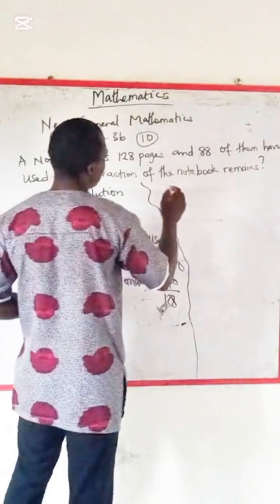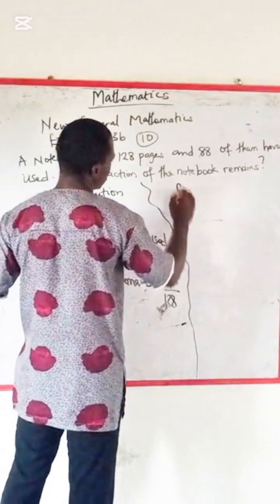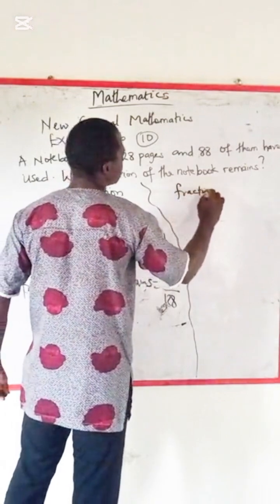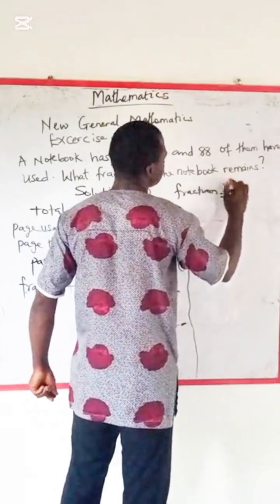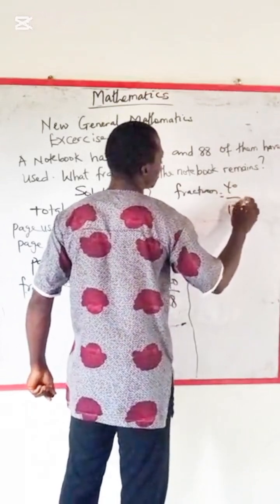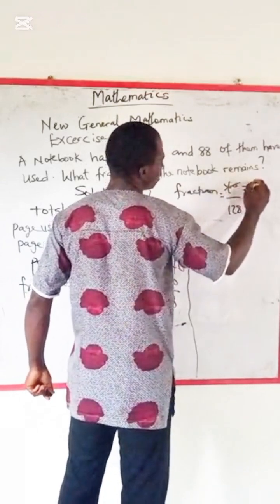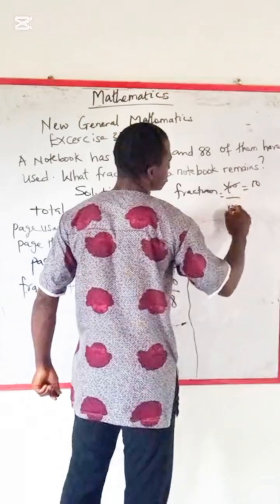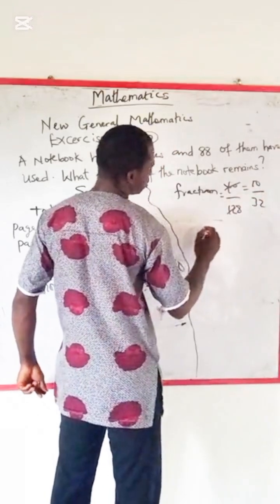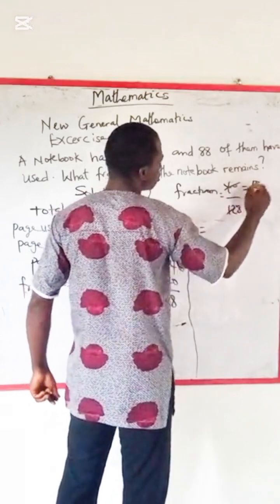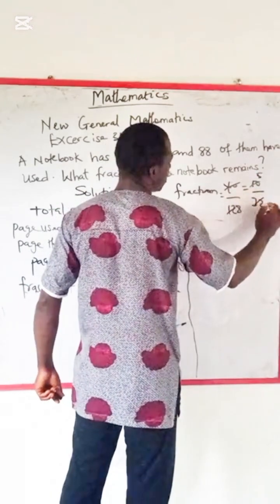So let's review the fraction now. The fraction will not be 1, it is 40 over 128. Let's reduce the fraction. 4 can go into 40 ten times. 4 can go into 128, that is 32. And we are still reducing the fraction.